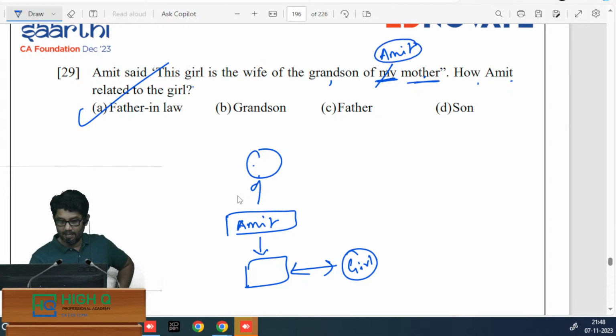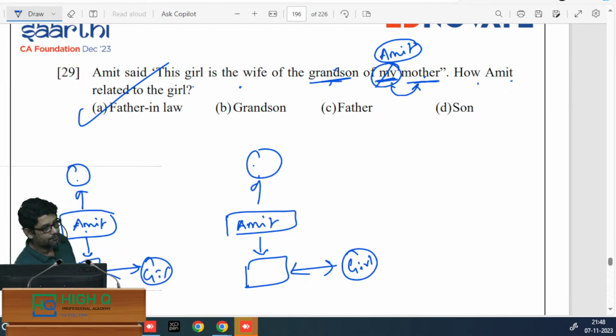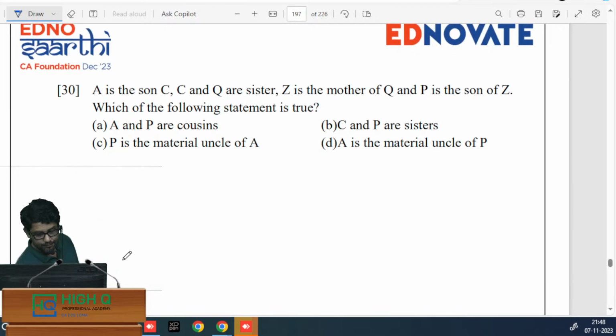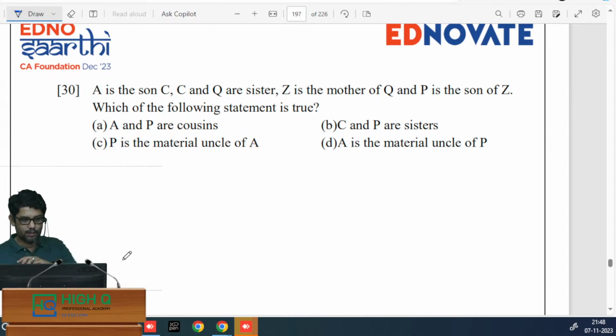Amit, right hand side, mother we have. Look at this, how I'm approaching once again. I start from Amit. Right hand side, who is there? Mother. Next, grandson. So Amit has a son. After grandson, wife. So this is our girl. This is the answer: father-in-law. I think this is a simple question. Can you solve this? Please solve this.